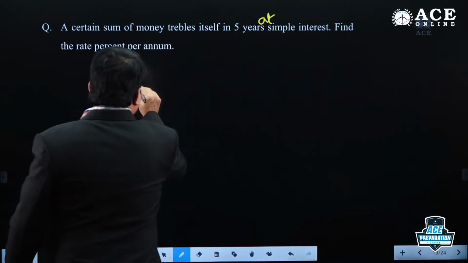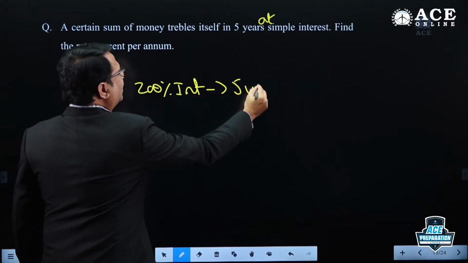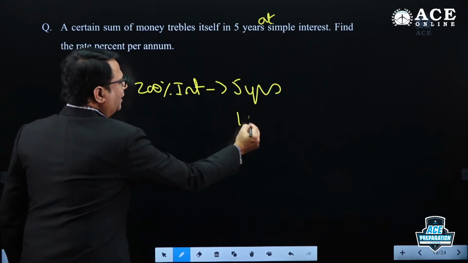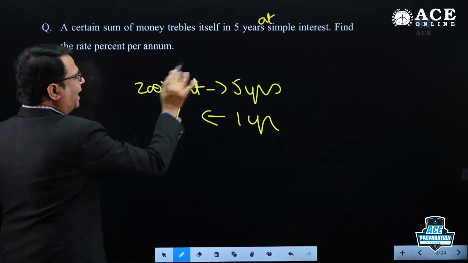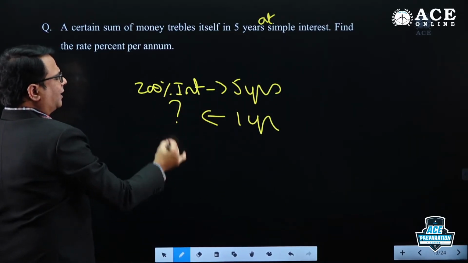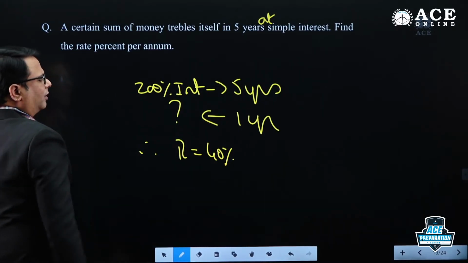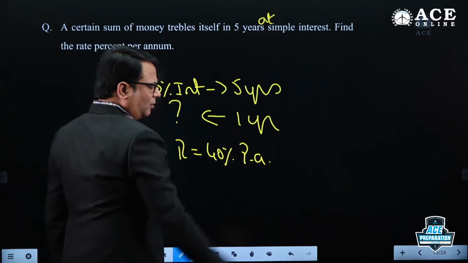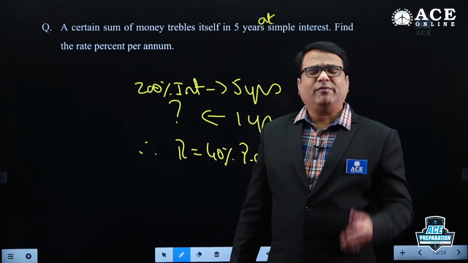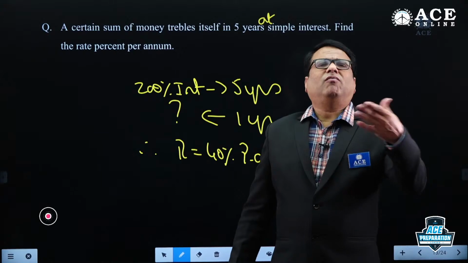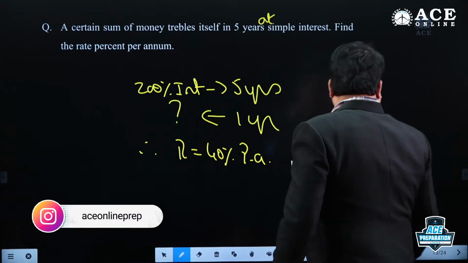That means 200% interest. I am getting 200% interest in 5 years. So in 1 year I get how much? This is the question. In 5 years I get 200%, so in 1 year I get how much? So I can say the rate of interest is 40% per annum. To get 200%, I take 5 years time. So in 5 years, if I get 200%, in 1 year I get how much? So you can easily say it is 40%. Okay, right.